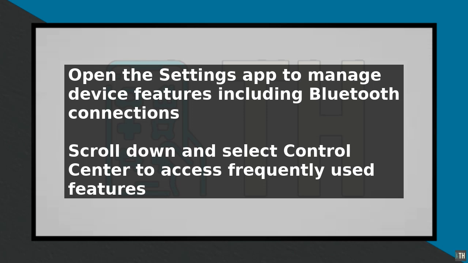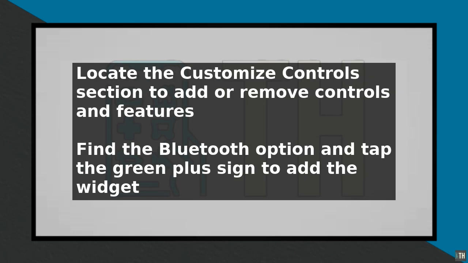The Control Center is a centralized hub where you can access frequently used features and settings. And it is also where you can add, remove, and customize widgets. Once you are in the Control Center settings, locate the Customize Controls section. This section allows you to add or remove controls and features from your Control Center.